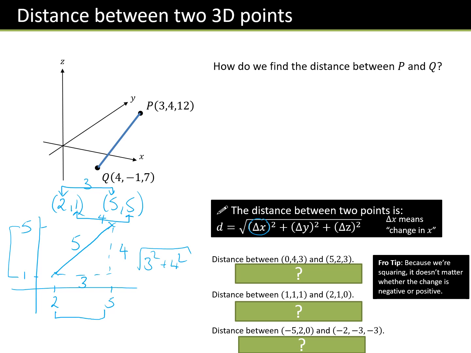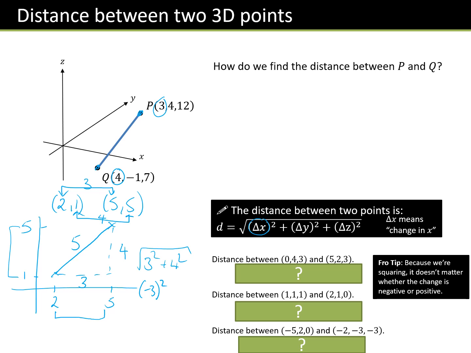Now, it doesn't really matter whether we do 5 take away 2 to get that 3, or 2 take away 5, which would be minus 3, because you're going to be putting it in here, and minus 3 all squared is still going to be 9. So when you're looking at these 2 points here that were in 3D, all you need to do is to find the horizontal distance. You're just going to look at the 2 x coordinates and find the change in them.